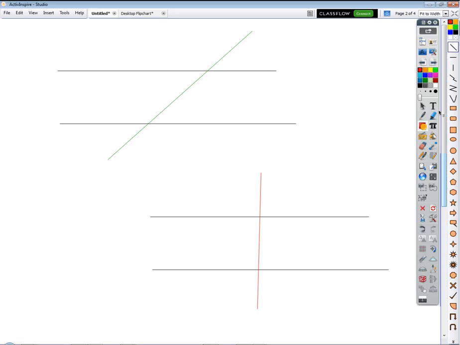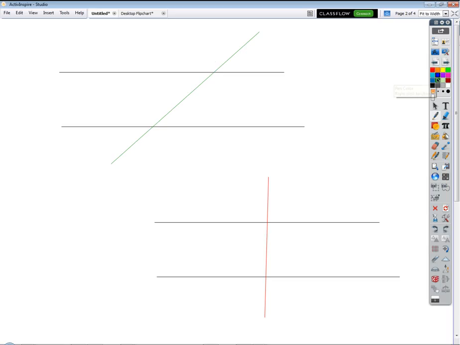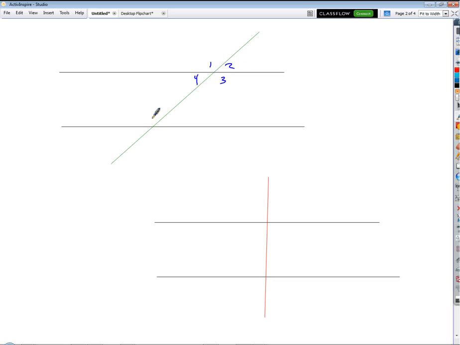Let's label the angles real quick. We'll call that 1, 2, 3, 4, 5, 6, 7, 8. Somebody tell me a relationship here between angles 2 and 8. What do you know about those angles, 2 and 8? Okay, they're alternate exterior. What about them? Are they congruent? Are they supplementary? They're congruent, aren't they? Okay.